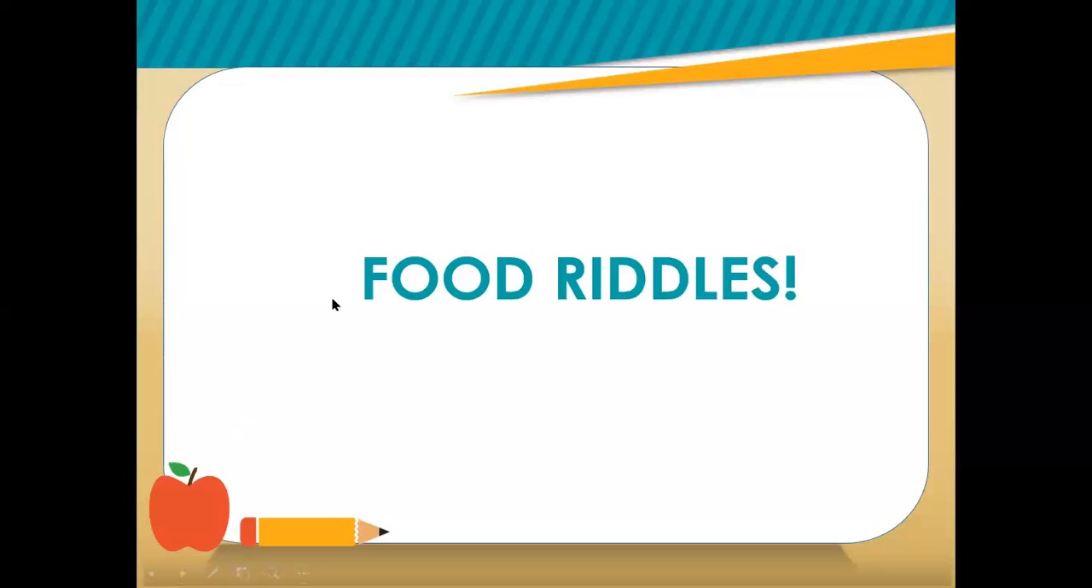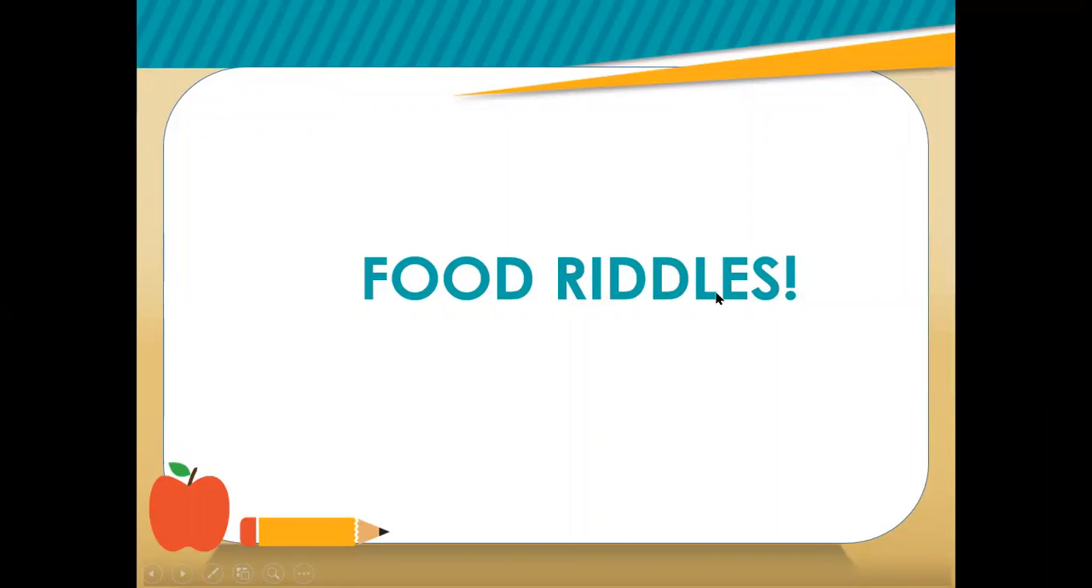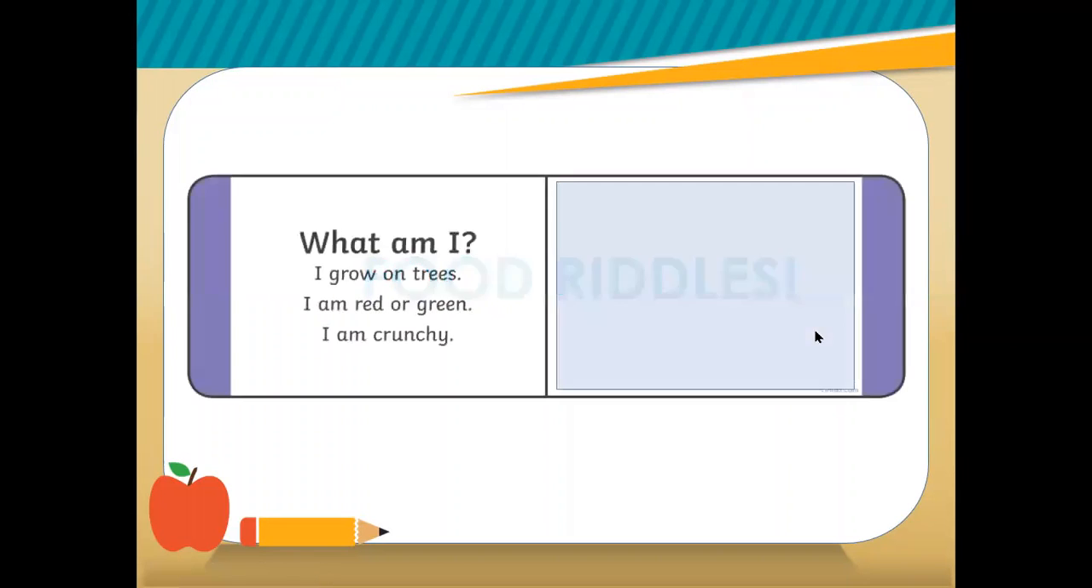Vamos a ver unos verbos y palabras relacionadas con food, relacionadas con comida. Si tienen palabras, pues you can raise your hand, puede levantar la mano para que veamos ahí, ¿verdad? ¿Cuál es la palabra que usted pues no conoce? ¿De acuerdo? Entonces tenemos acá la primera. The first riddle says, what am I? ¿Qué soy? I grow on trees. I am red and green. I am crunchy. What am I? ¿Qué soy?